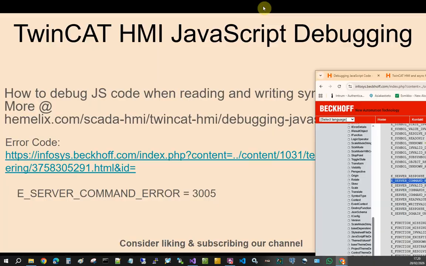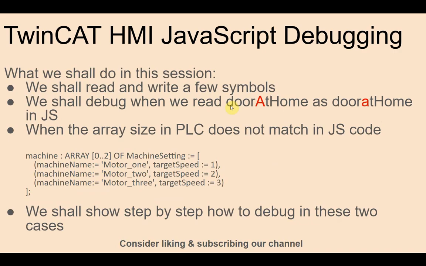Here are the two cases that we have been talking about. For example, we have a variable doorAtHome, and in our JavaScript code we have written doorathome, and the only difference is actually capital A and small a. Small a is wrong, we should have used capital A, but by mistake we are using small a, and that causes a problem. So that we shall debug.